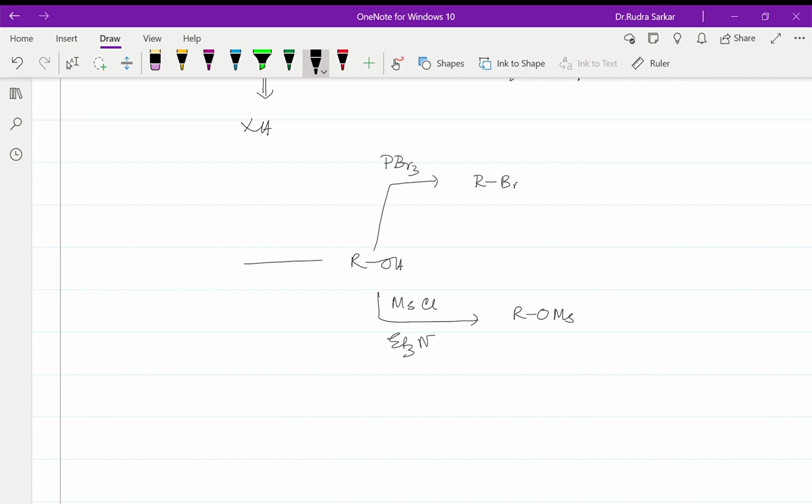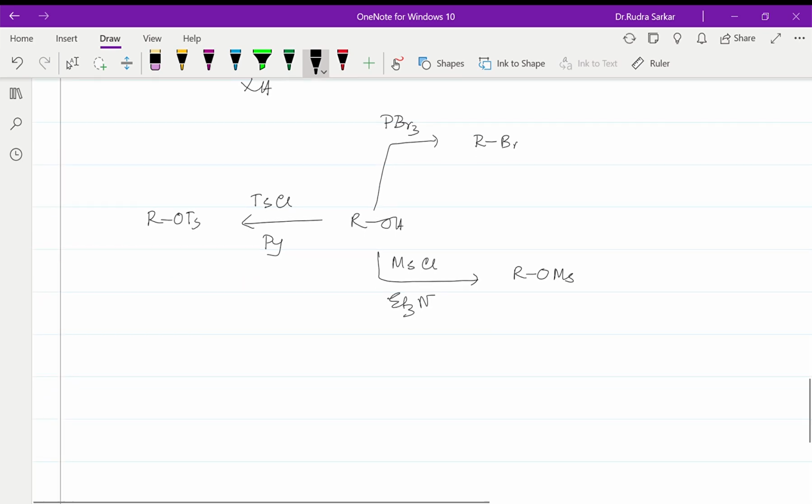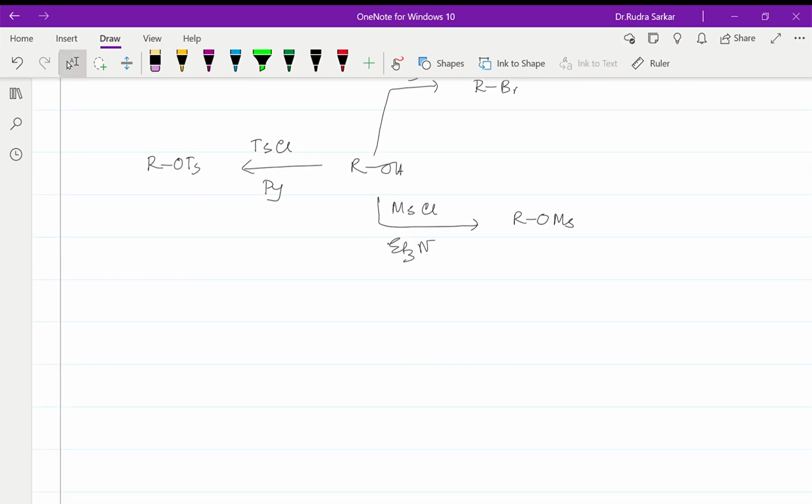And similarly, if you are using tosyl chloride, that too in presence of pyridine, we are going to get ROTs. So OH is a bad leaving group. To convert OH into a good leaving group, we can replace OH by Br or OMs or by OTs.